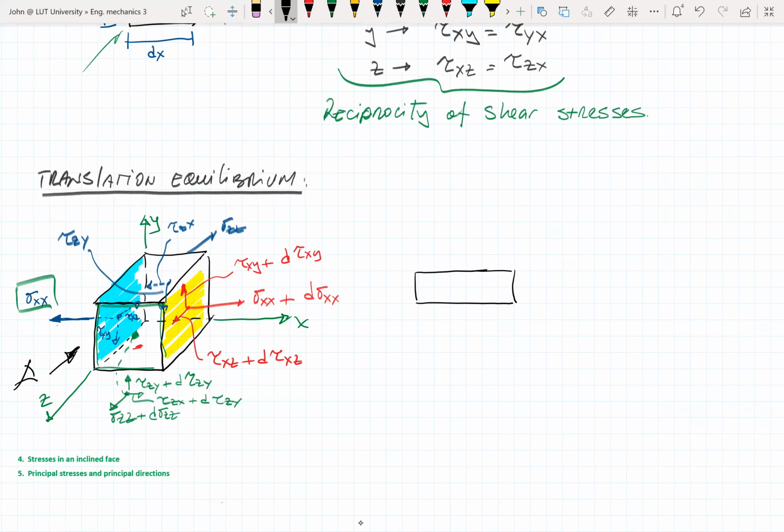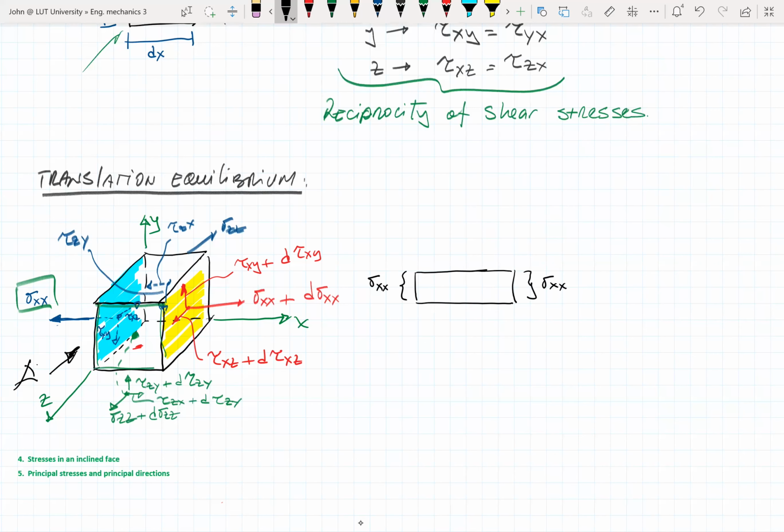In this part of the cube, seeing it from this point of view, I'm going to have in here the normal stress in the X direction. Actually, let me write it better. This magnitude here is going to be normal stress, the same as this one.